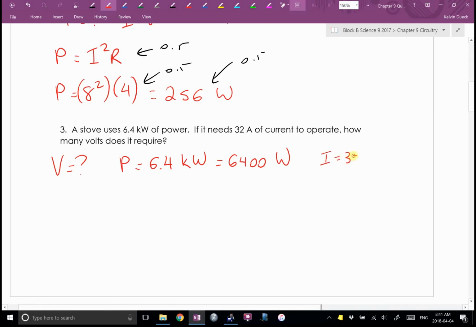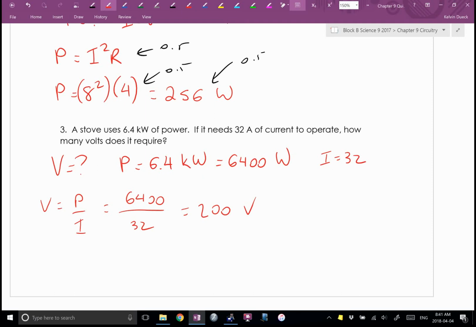So I'm looking for an equation that has V and P and I in it. There is one. Can you read it to me, Gabe? Yes. So it's going to be 6,400 divided by 32. 200? Yes? I can do math in my head. 200 volts. As before, half mark, half mark, half mark, half mark. But if you got the right answer, I'll give you 2 out of 2.